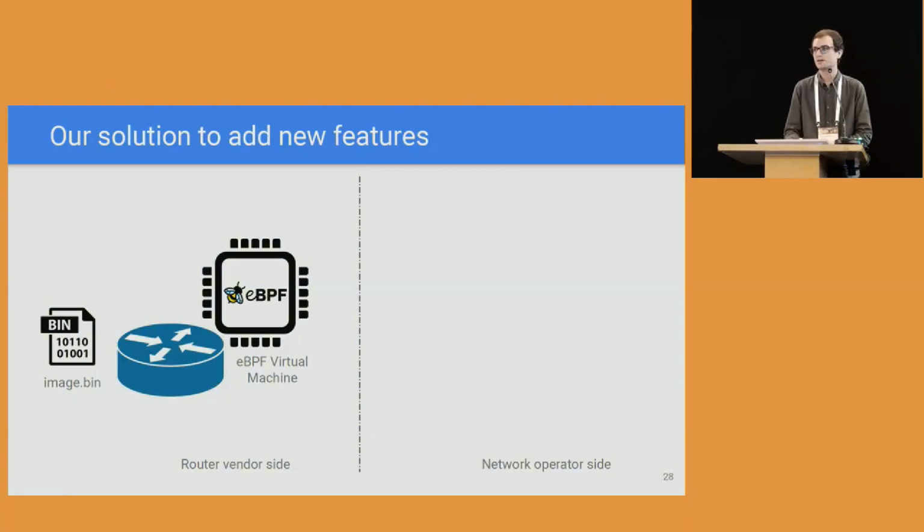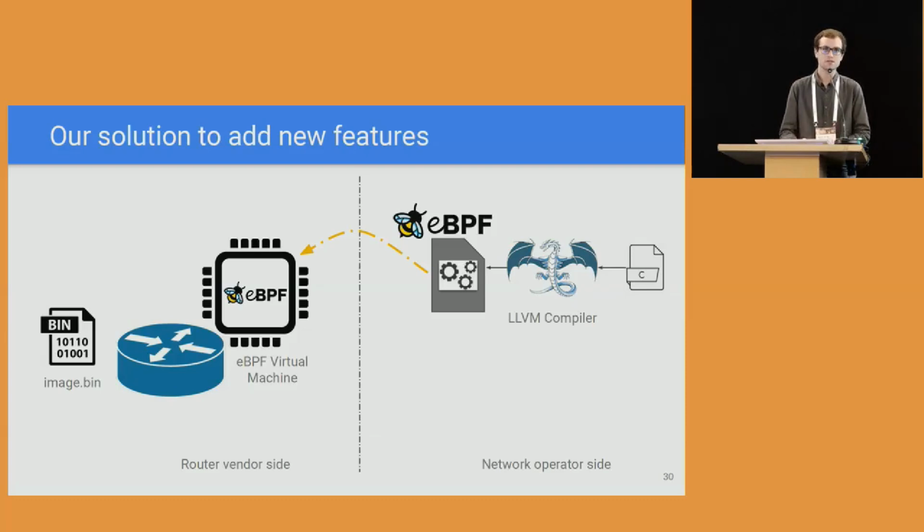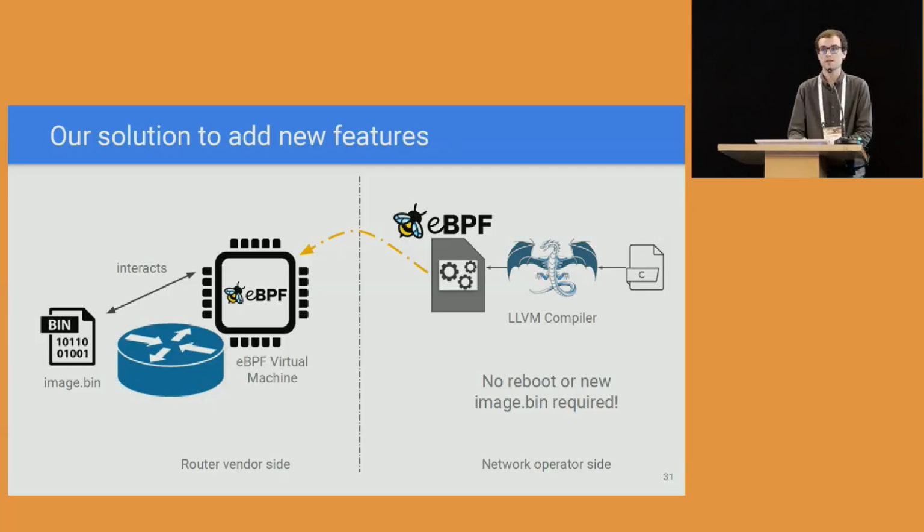And then if you want to add a new functionality as a network operator, you will simply write your own plugin, an xBGP extension, then compile it to eBPF, and then inject it inside the eBPF virtual machine that will interact with the vendors' code so that they can fetch the right data structure to compute the functionality. And thanks to this method, you don't have to reboot or flash a new image in your router.